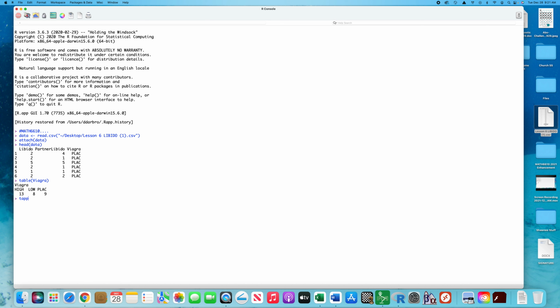Now, I can look at some means here, and I think this is always a good thing to do. So let's look at the libido over the Viagra dose and just see what happens. The mean libido for the high dose was 4.85, low was 5.13, and the placebo is 3. So you can see that there probably is going to be a statistically significant difference between placebo and low and placebo and high, and no statistically significant difference between high and low.